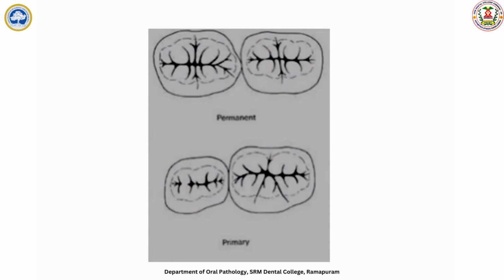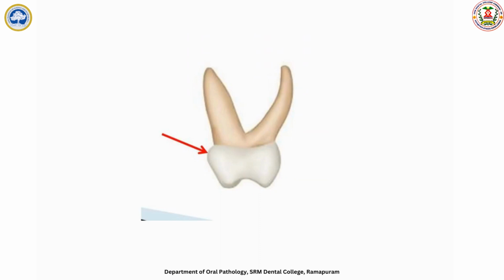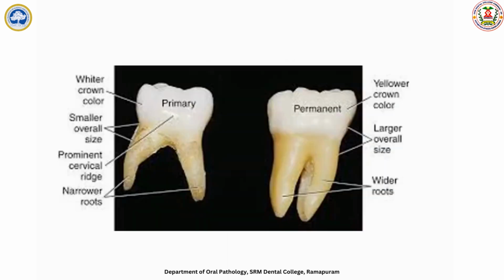Now moving on to the occlusal surface. The primary molars will have a narrow occlusal table as compared to your permanent molars. This is due to the occlusal convergence that happens in your deciduous teeth. So the narrow occlusal table is due to the convergence in deciduous teeth. The cervical bulge is more prominent, and the cervical constriction is also more prominent in the deciduous molars as compared to permanent molars.